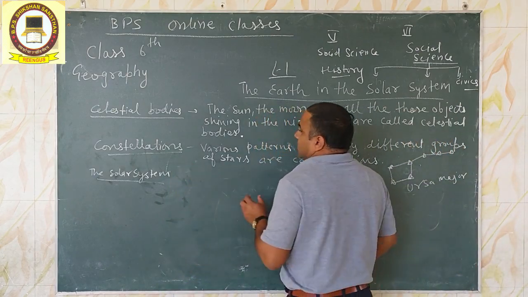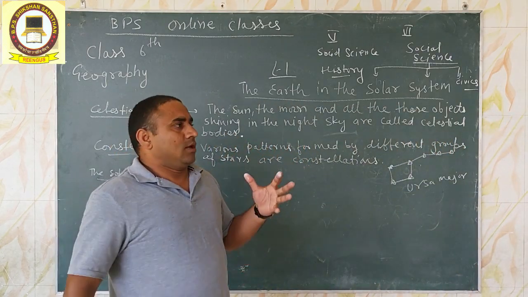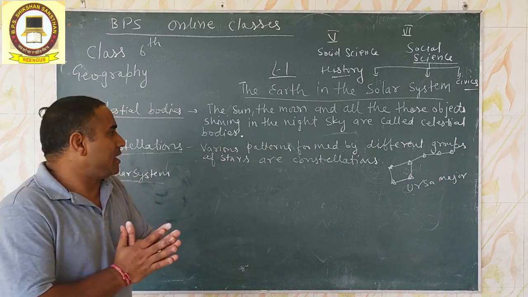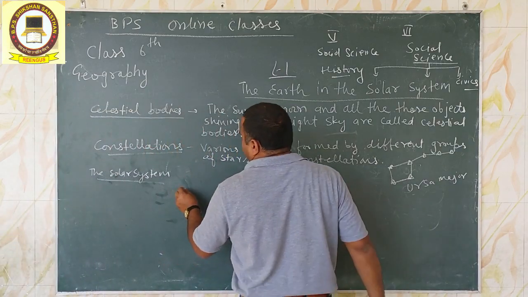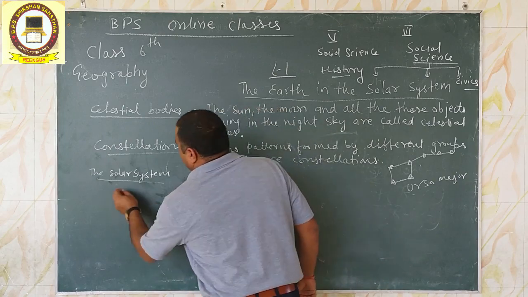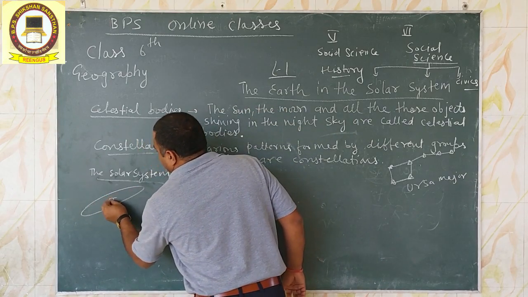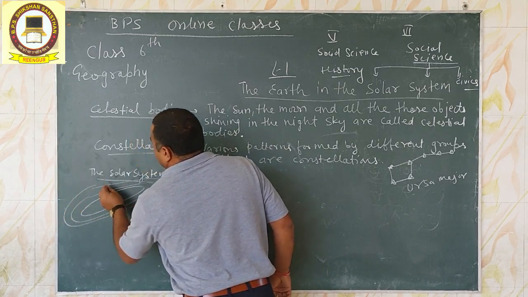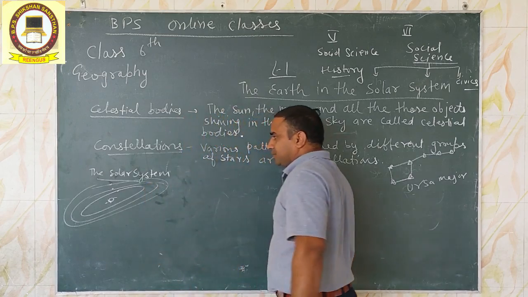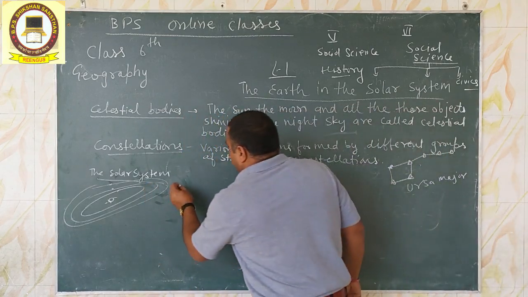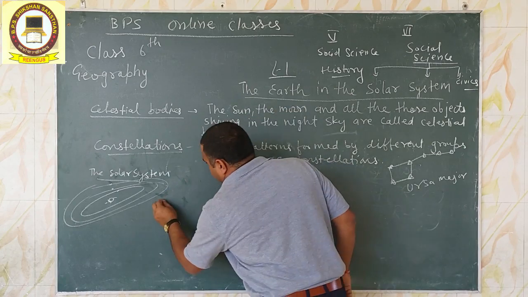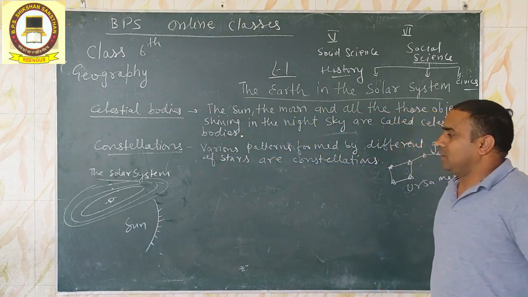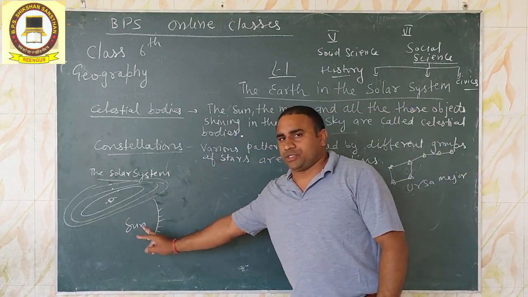Now come to the next topic, solar system. Sun, moon, planets, asteroids, and any celestial bodies make a solar system, and the sun is the head of the solar family. This is the sun, and all celestial bodies move around the sun in different orbits. Now we have discussed in detail. The sun is the center of the solar system.